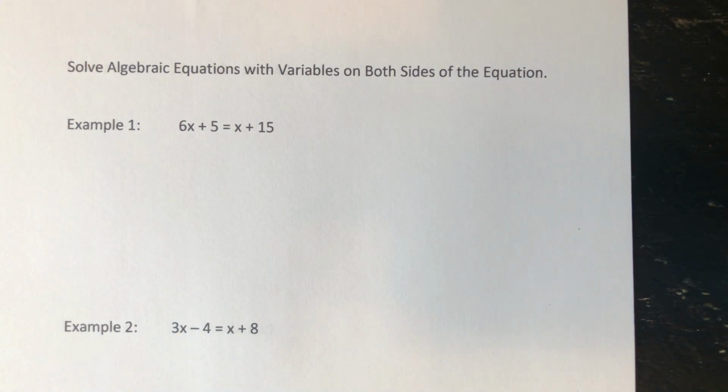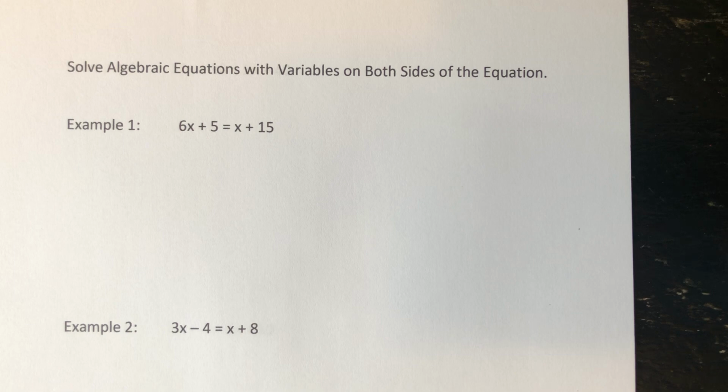Hello everyone. Last week we looked at algebraic equations with variables on the same side of the equation. This week we're going to look at equations with variables on both sides of the equation. So I'm going to do 5 examples for you explaining each step. Then in the Nearpod you'll also see a worked out example step by step. So let's look at example 1.